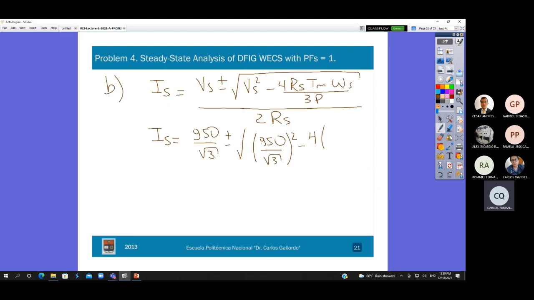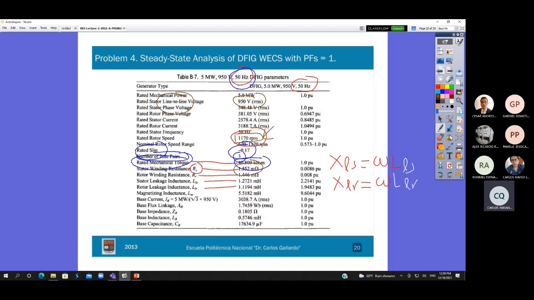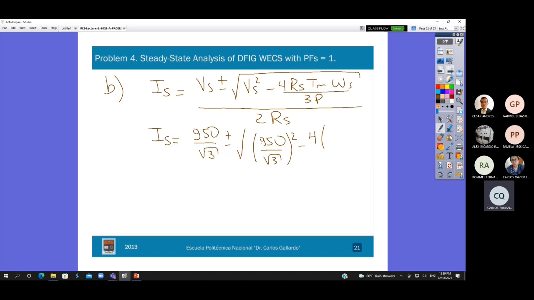Okay, so in this case the value was 1.552, so I will have 1.552 times 10 to the negative power of 3 in order to have ohms.